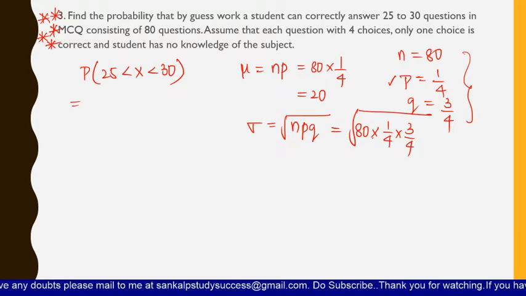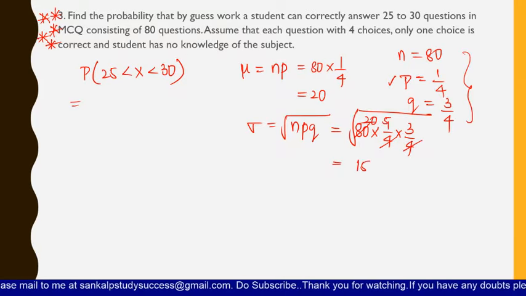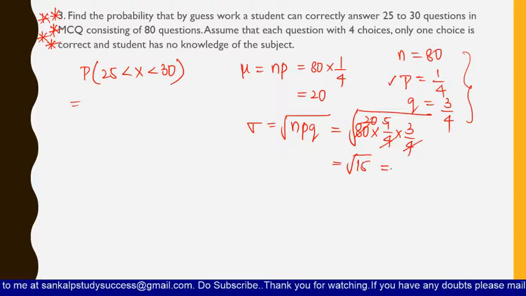which is nothing but, this is 4 ones and this is 4 twos. 4 ones are 4, 5 fours are 20. This is root 15, correct? Square root of 15 will become what? 3.87. The value of square root of 15 is 3.87.